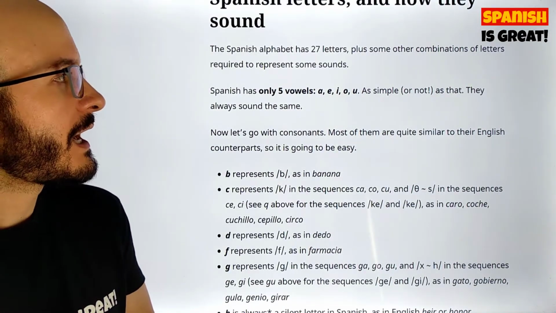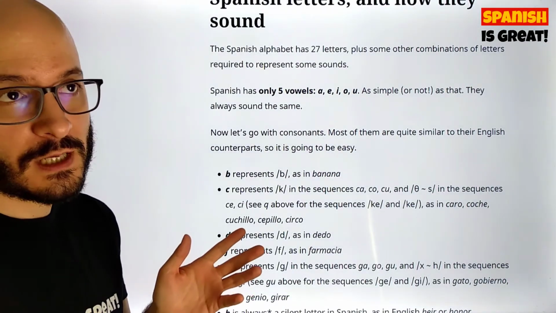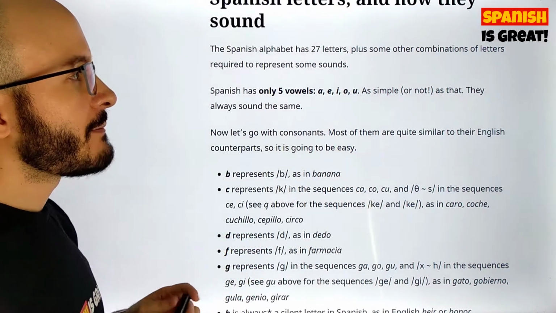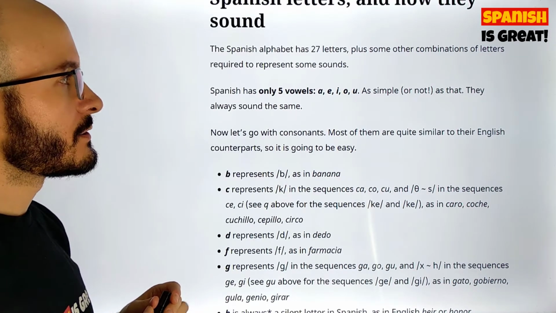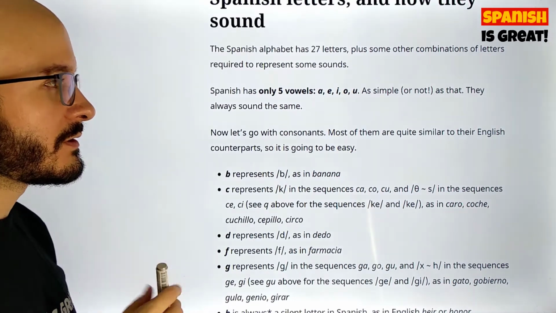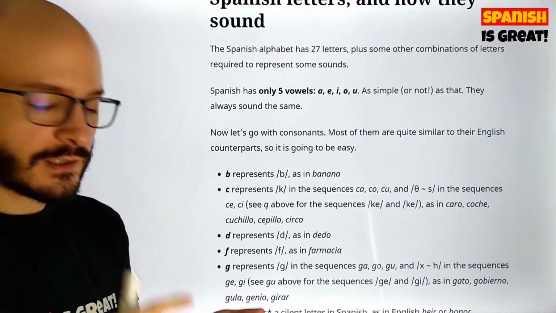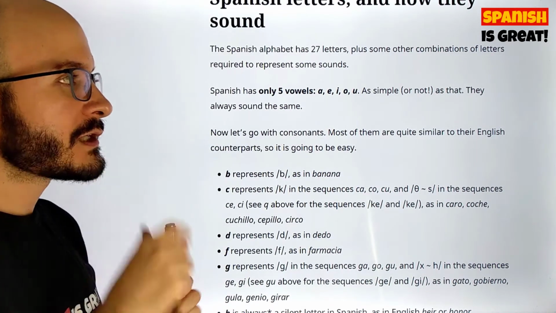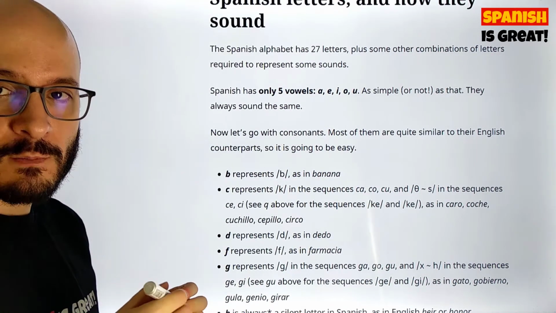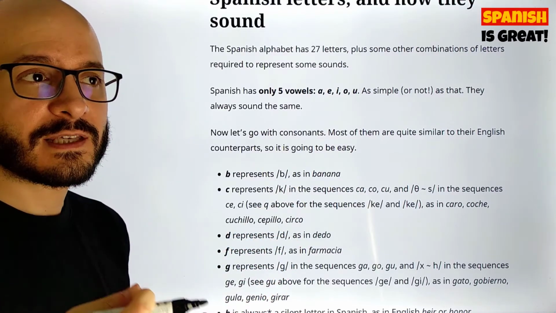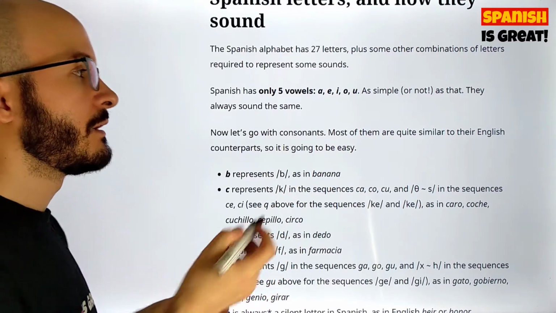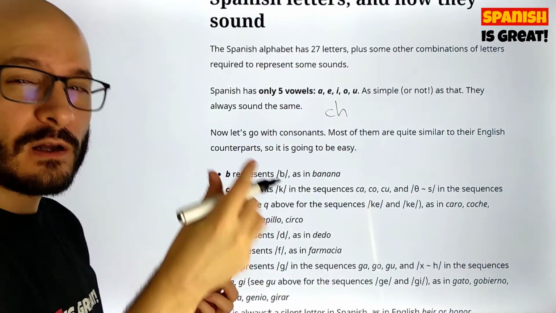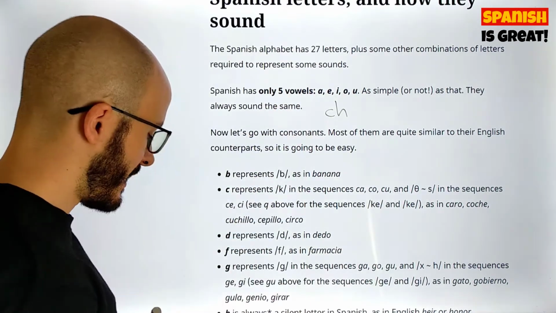The Spanish alphabet has 27 letters, so actually at least one more than English, plus some other combinations of letters required to represent some sounds. So what does this mean? We have 27 letters, A, B, C, D, E, etc. And then we also have combinations of letters. Also in English we have combinations of letters. So for example, the sound ch, in English we have to use two letters, no? Ch. Also in Spanish we are going to have these kind of things, okay?